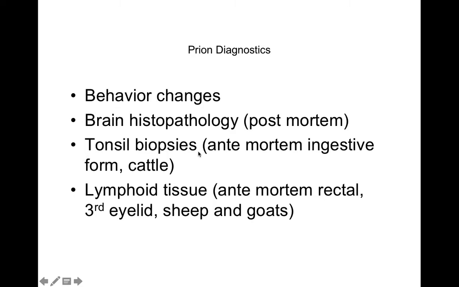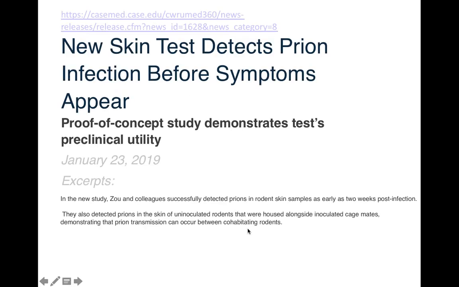You can, when animals are alive, right? Antemortem is when they're still alive. In cattle, to screen cattle, you can do tonsil biopsies. Probably not the easiest thing to do, but at least you can screen before the cattle are killed, looking for the infectious form of the mad cow disease, BSE, and then taking samples of lymphoid tissue. Again, this would be while the animal's alive. So the so-called third eyelid in sheep and goats, and also rectal biopsies. You can look for, in this case, the scrapie prion in sheep and goats.